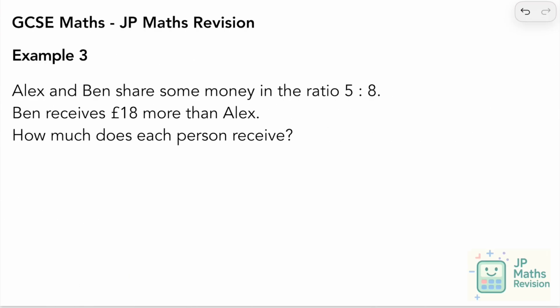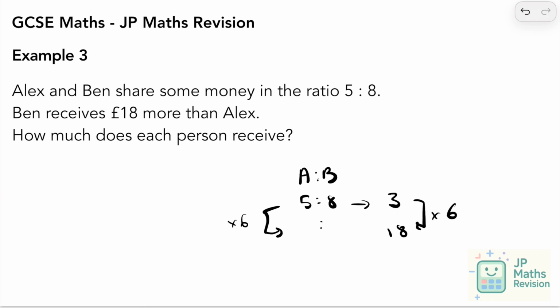This question here, it says Alex and Ben share some money in the ratio of 5 to 8. Ben receives £18 more than Alex. How much does each person receive? So I'm going to write A to B is 5 to 8. So in the case where Alex receives £5 and Ben receives £8, the difference between them is 3. But we know that the actual difference is 18, so I need to scale up from 3 to 18. So to get from 3 to 18, I times by 6. So I'm going to do the same thing for both of these parts. So 5 times 6 is 30, and 8 times 6 is 48. So that tells us that Alex gets £30, and Ben gets £48.